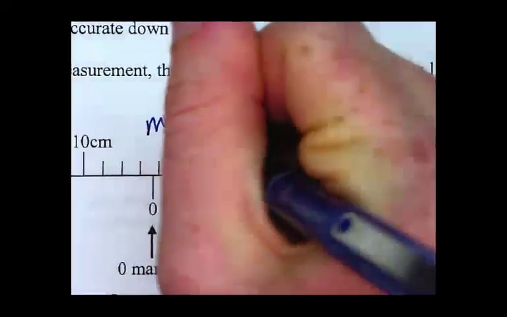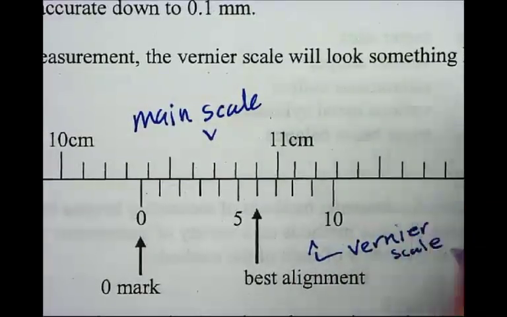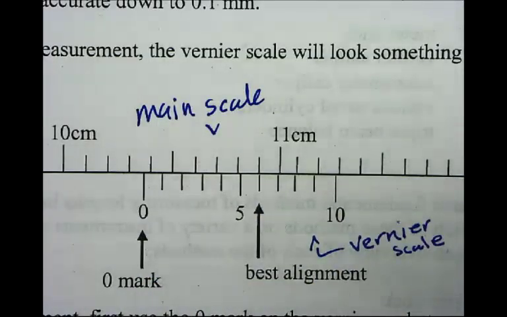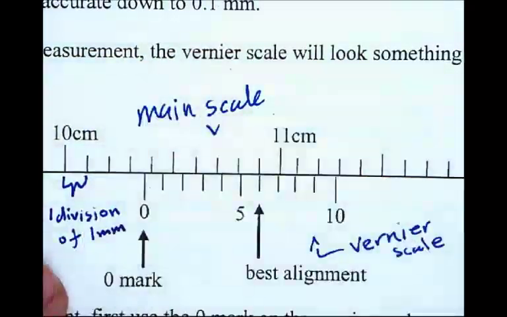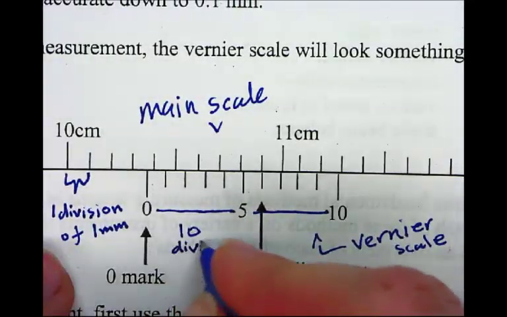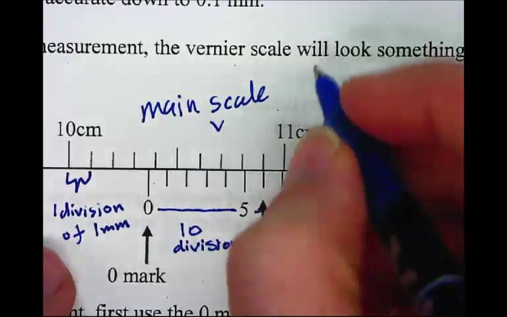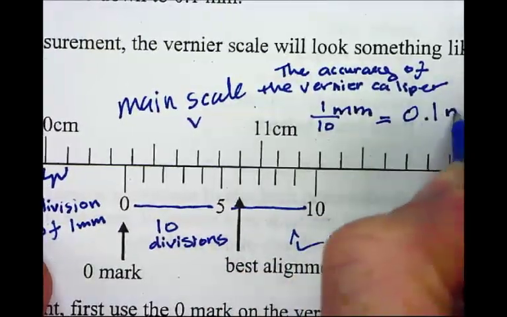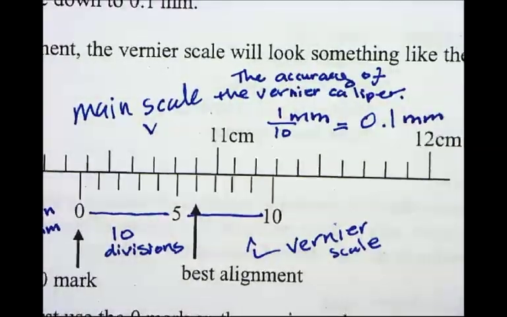These are the two scales that you'll be reading off of to take measurements. So let's look at the accuracy of a vernier scale. First, when you look at a vernier caliper, you're going to want to identify the main scale and the vernier scale. Then you're going to look at the smallest division and the total number of divisions on the vernier scale. The smallest division on the main scale for this one is 1 millimeter. The total number of divisions on the vernier scale is 10. So to calculate the accuracy of this vernier caliper, you do 1 millimeter divided by 10, which gives you an accuracy of 0.1 millimeter. So this vernier caliper is accurate up to 0.1 millimeters.